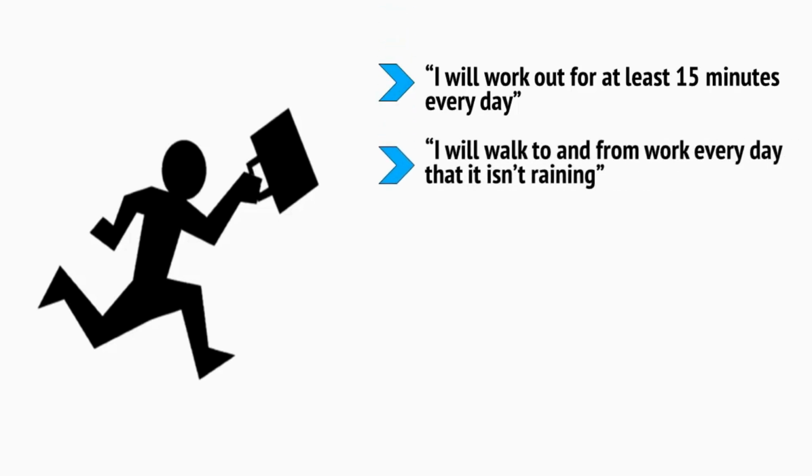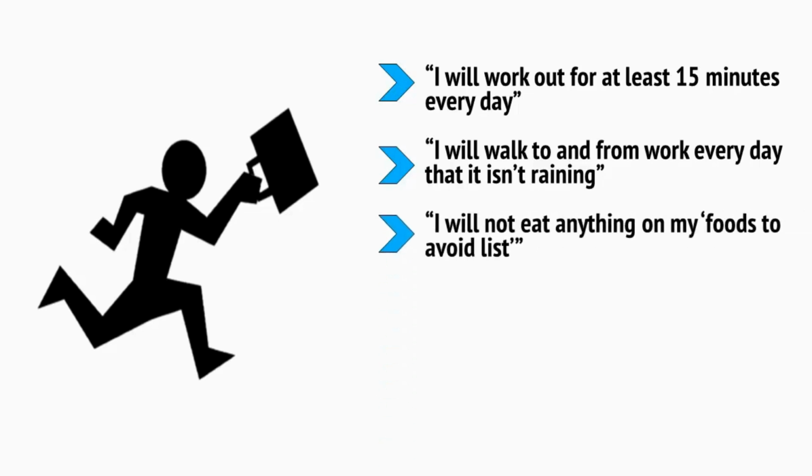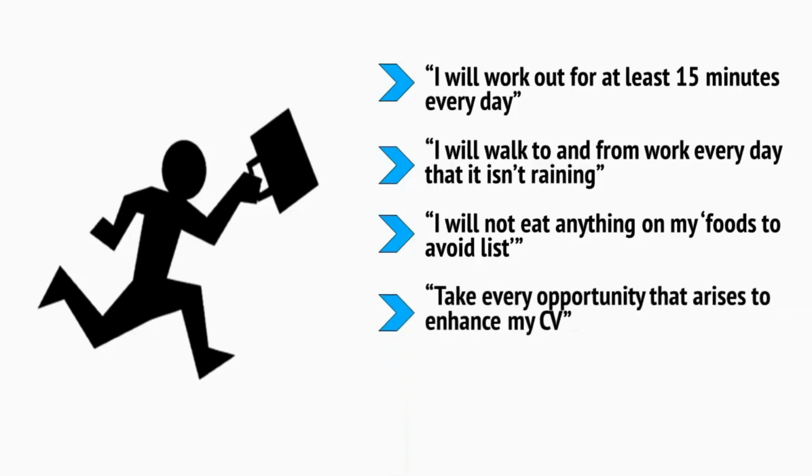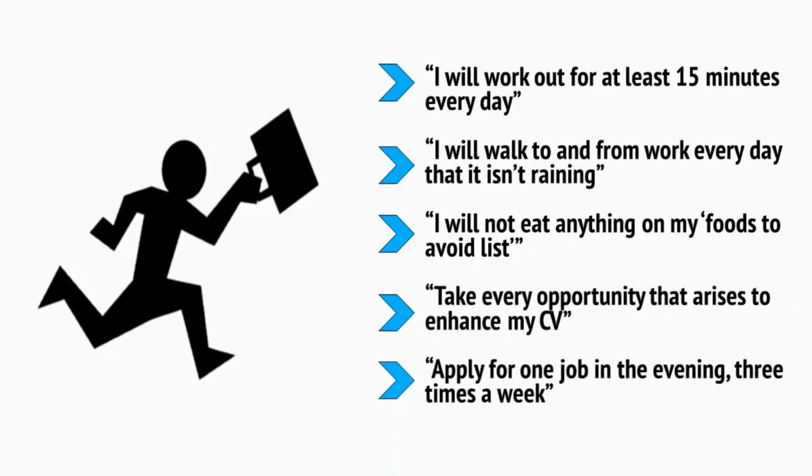There's nothing wrong with having more than one goal, or making more detailed goals either. You might couple this with a secondary goal, which could be, "I will not eat anything on my foods to avoid list." Focus on these small steps and get yourself closer to your goal one bit at a time. Likewise, if you want to advance your career, then your goal might be to take every opportunity that arises to enhance my CV, or apply for one job in the evening, 3 times a week.